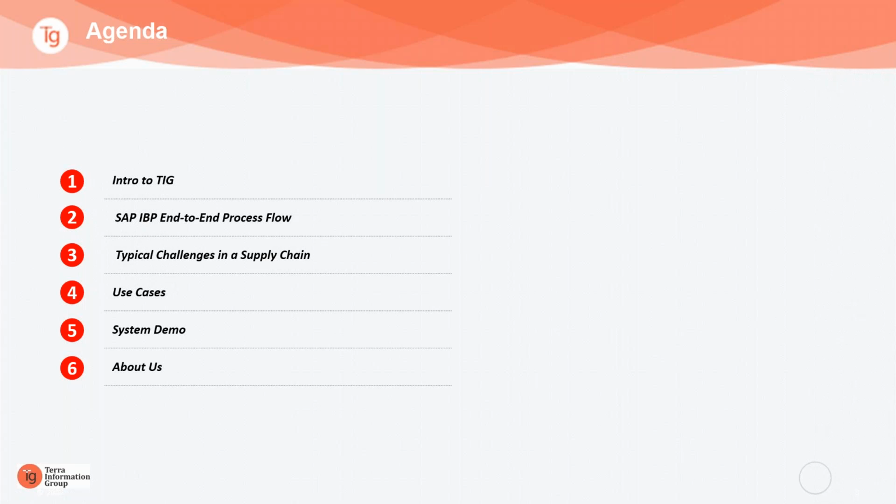So we're going to start off. This is just a high-level agenda: introduction to TIG, who we are, what we do, how we do it, and why we do it. Then the SAP IBP end-to-end process flow, typical challenges in supply chain. We have some use cases and a live system demo, which we're very fortunate to have Lalit, who's going to do an excellent presentation. He's a senior level architect in IBP. And then we'll close with about us, and we have a Q&A session at the end.